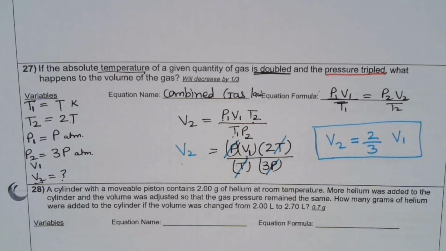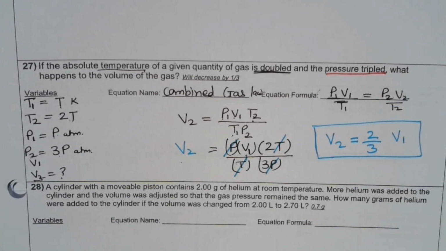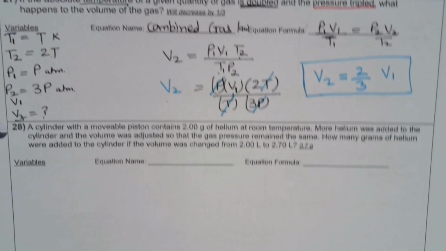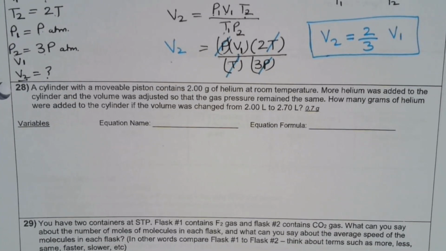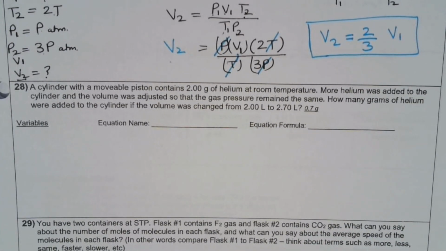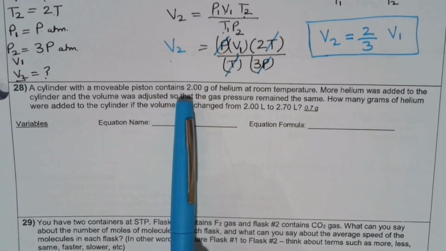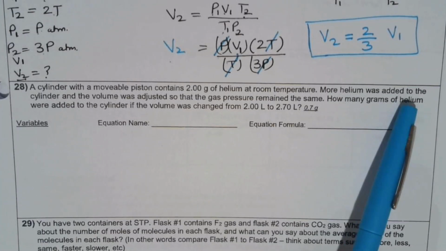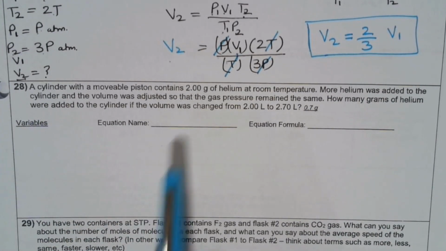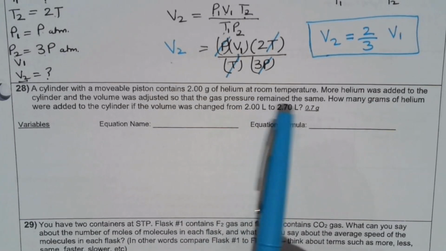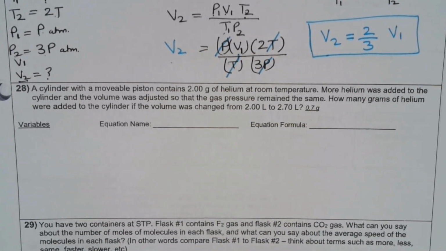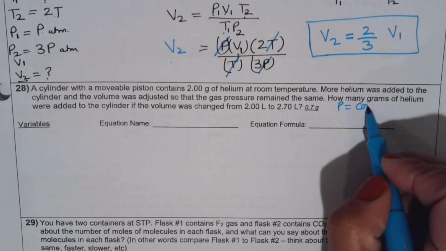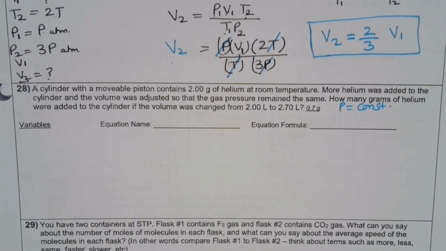Okay. Guys, next we are going to do number 28. So let's do number 28. Number 28 is a cylinder with a movable piston that contains 2 grams of helium at room temperature. More helium was added to the cylinder and the volume was adjusted so that the gas pressure remained the same. So this means we have pressure which is constant. The pressure is constant. Okay.